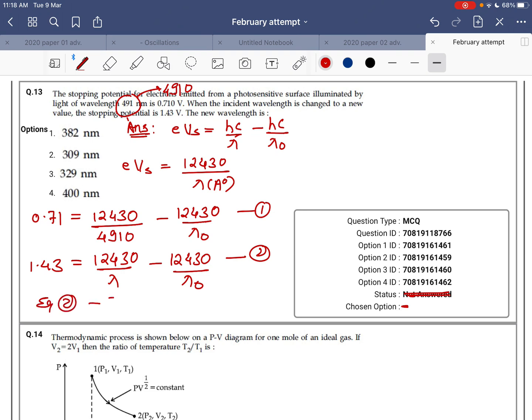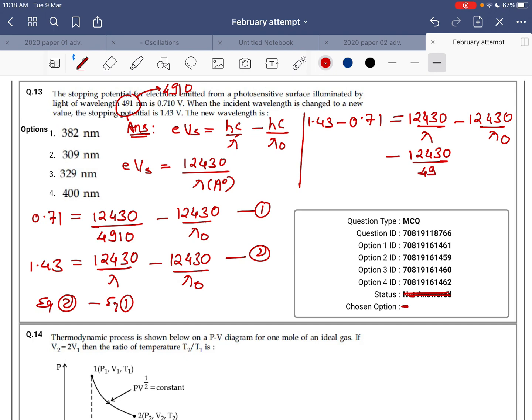If you do equation 2 minus equation 1, we can cancel the lambda naught terms. So it will be 1.43 minus 0.71 is equal to 12430 upon lambda minus 12430 upon lambda naught, minus 12430 upon 4910, which becomes plus 12430 upon lambda naught. So this negative and this positive will get cancelled out.